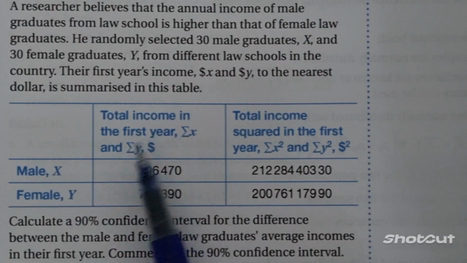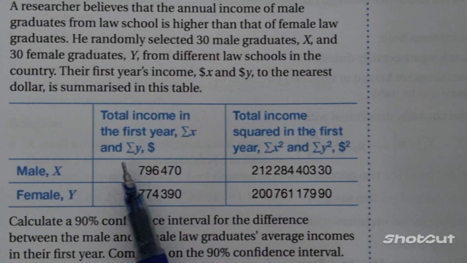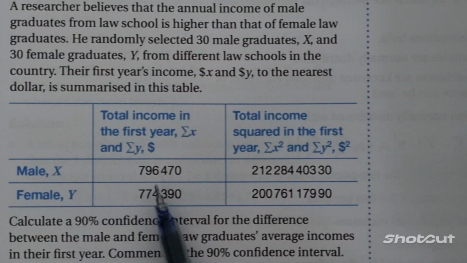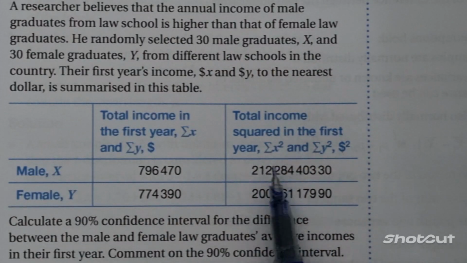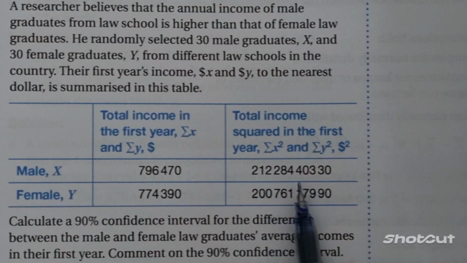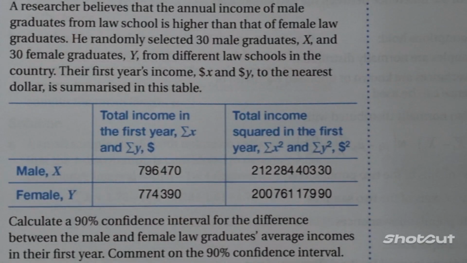And here's the table: total income for the first year, summation of X and summation of Y. Male is 796,470, whereas female is going to be 774,390. The total income squared in the first year is summation of X squared is equal to all of that big figure over here. Summation of Y squared is equal to all of this here. We need to calculate a 90% confidence interval for the difference between the male and female law graduates' average incomes in their first year, and then also comment on the 90% confidence interval.